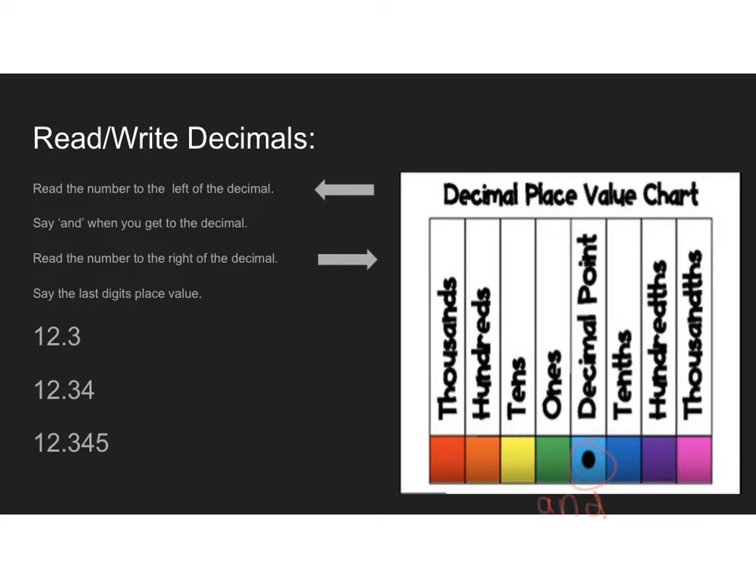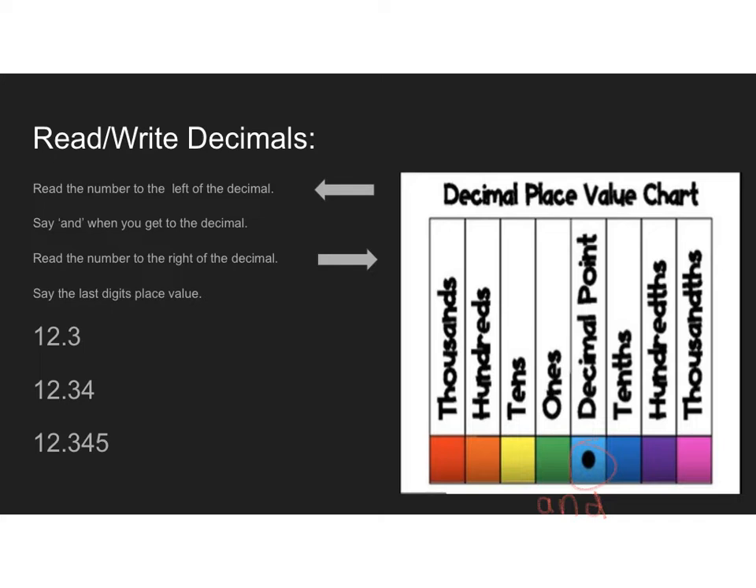Okay, then we move on and we read the numbers that are after the decimal, the numbers to the right. And we read these like normal, as if there were no decimal there either. The thing that's tricky is that we look at the place value of the last digit, and whatever place value it has, that is the last word we say. We're going to do a couple of examples so that it makes sense and it's a little more clear.